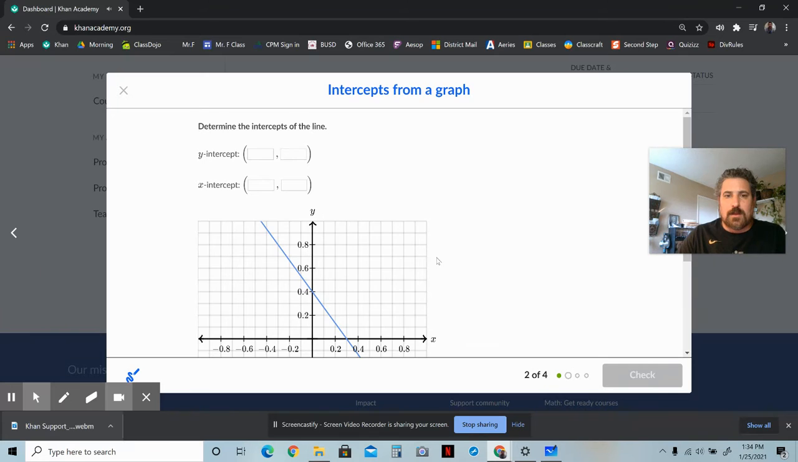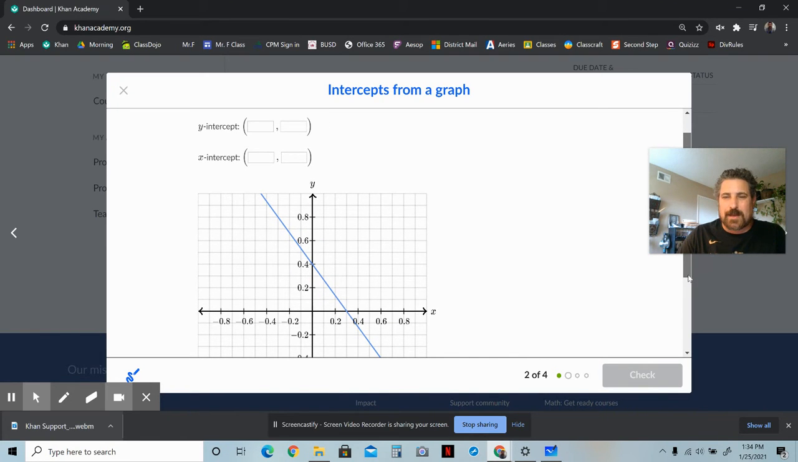Okay. On the next one here, same exact concept. So now I'm going to speed up. You guys probably get the idea at this point. So we're going to look for the y-intercept. Where's it crossing the y-axis? Here's the y-axis. The blue line is crossing right there at 0.4 on the y. So that means 0.4 is the y value, which means x is 0, right? Because when x is 0, y is 0.4.